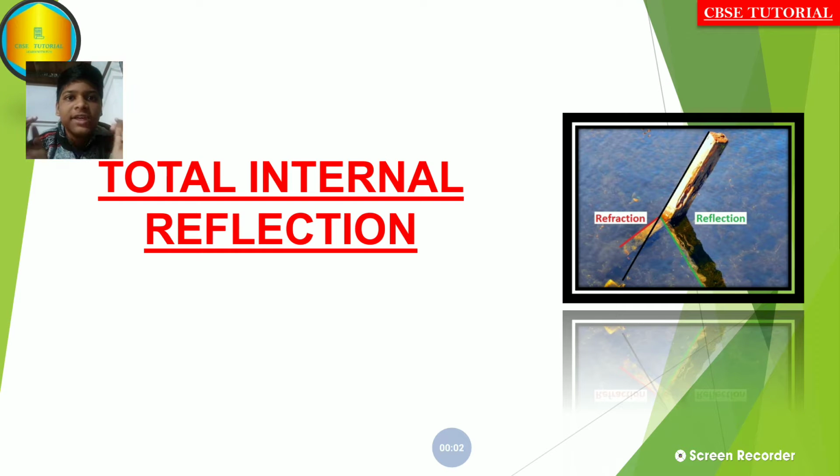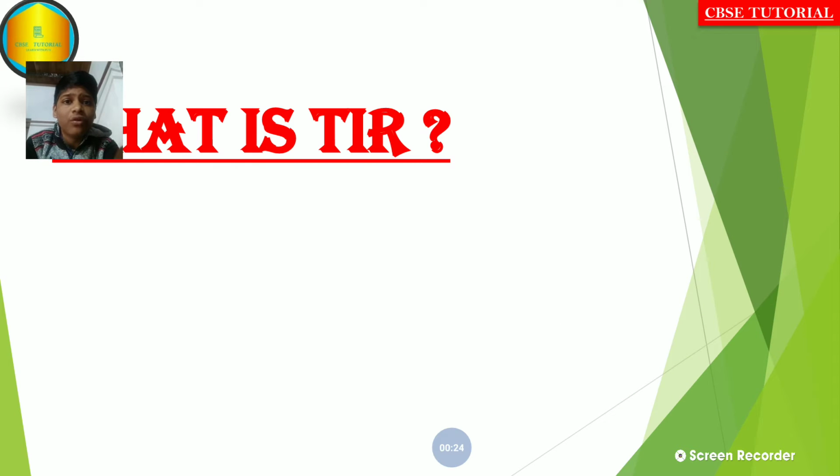Hello friends, in this session we are going to discuss total internal reflection. So what is total internal reflection? This is a common term we hear in the formation of a rainbow. But is the rainbow formation total internal reflection? Let's visualize. So what is total internal reflection?